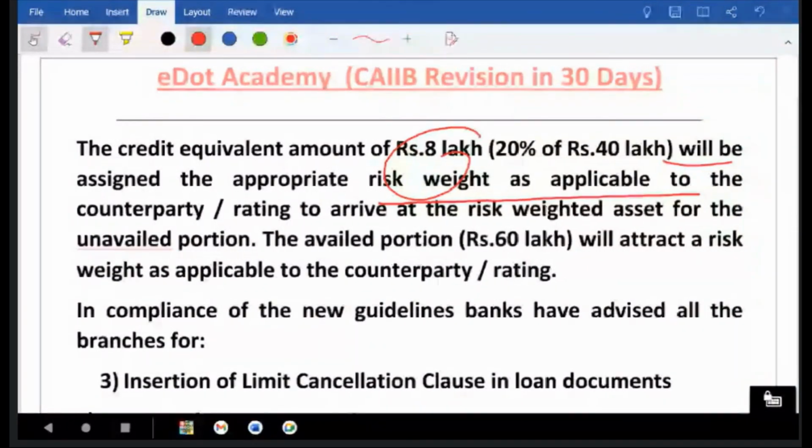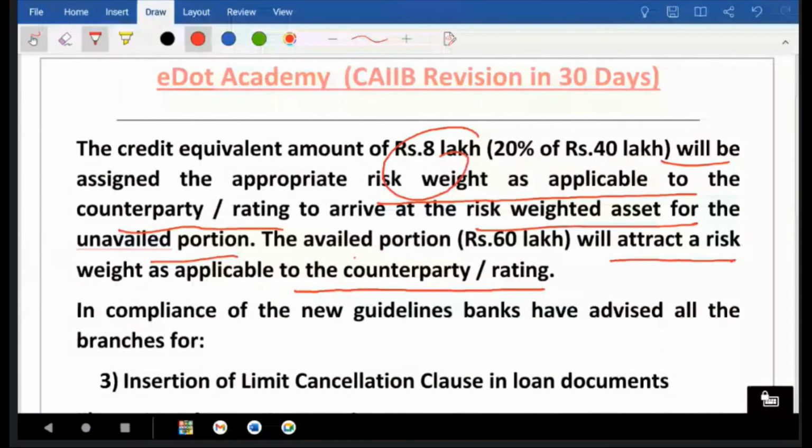So that means now we'll take the risk weight of the counterparty, arriving at the risk weight asset for the unavailed portion. The availed portion, 60 lakh, will attract risk weight as applicable to the counterparty. Whatever portion has been availed, we'll directly multiply with the risk weight of the counterparty.